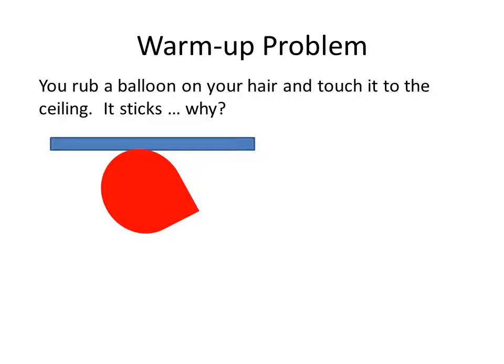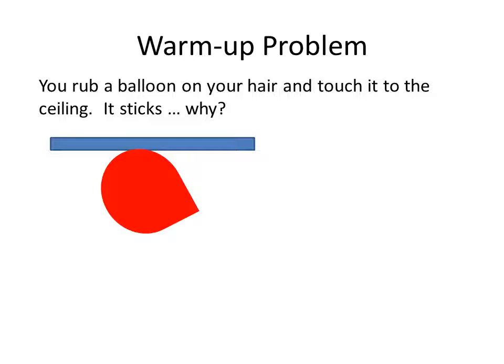In this TA session, we are looking at the topic of polarization. For the warm-up problem, we look at the common situation where you take a balloon and you rub it on your hair and your shirt, and you touch it to a ceiling or a wall, and it sticks there. And the question is, why does it stick?